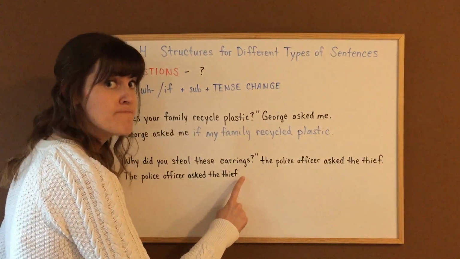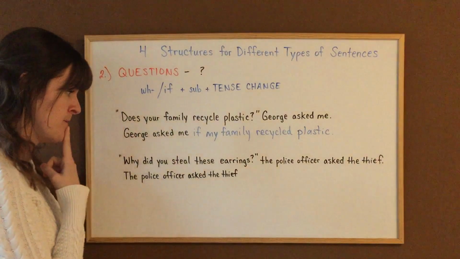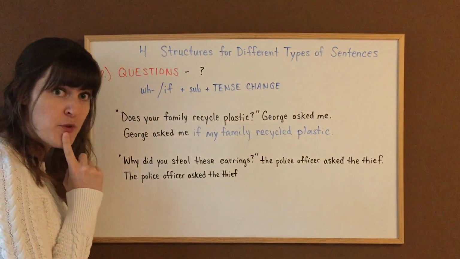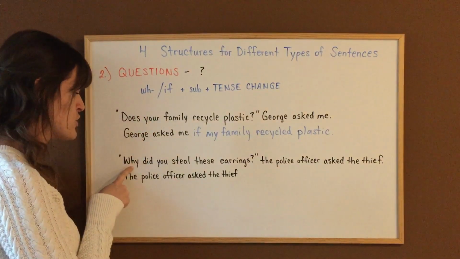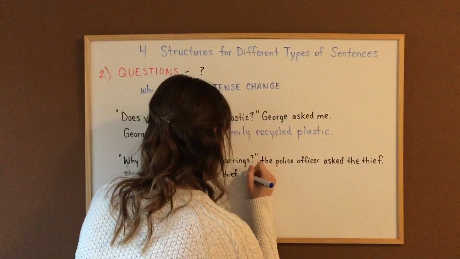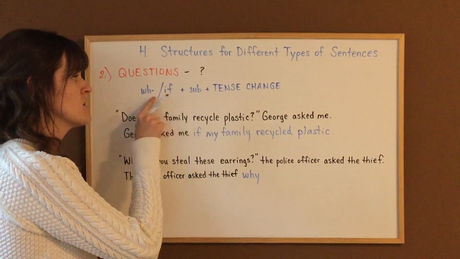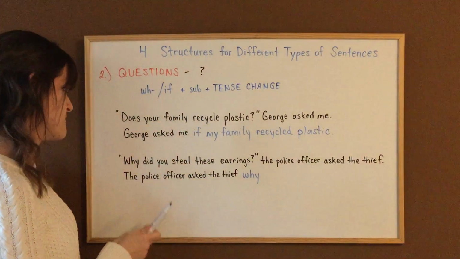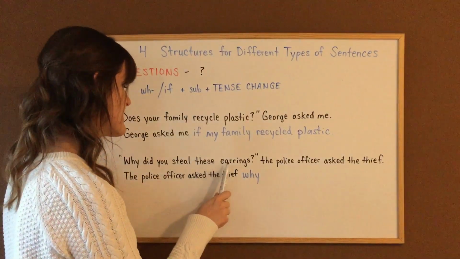Let's look at our structure. Handy dandy structure. Boom. WH or if? Is this a WH question? Have we got a WH word? Yes. Why is a WH word? So we put this word exactly as it is. Why? What comes next? Our WH word or if plus subject. What's our subject? Why did you steal these earrings?